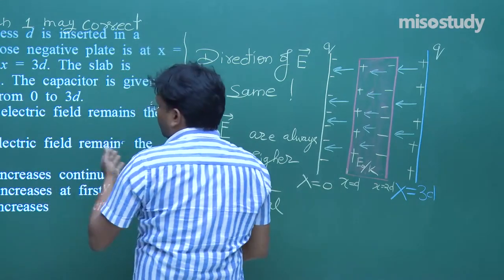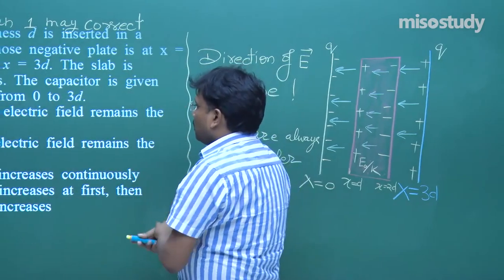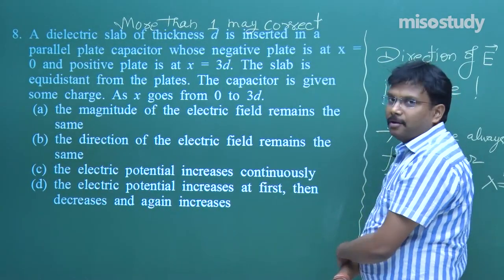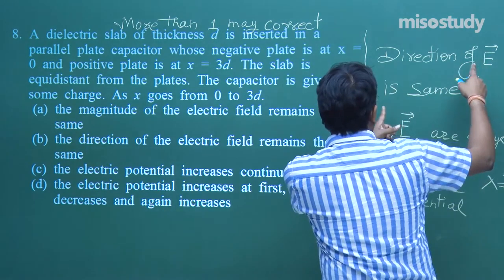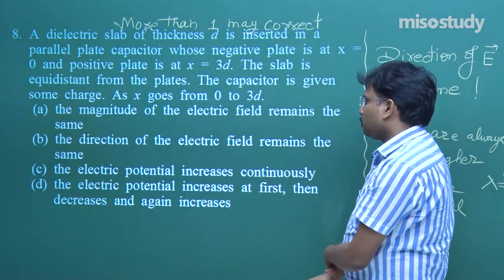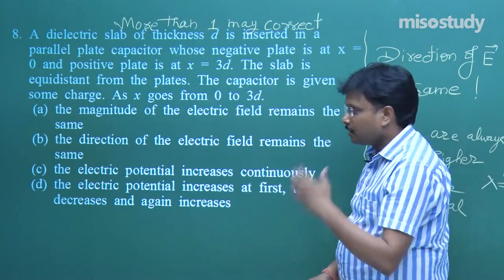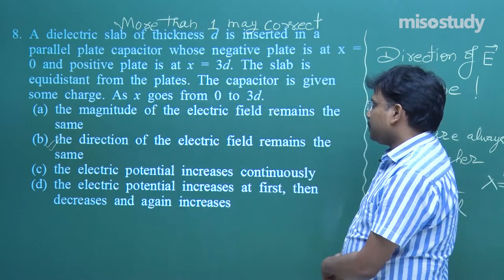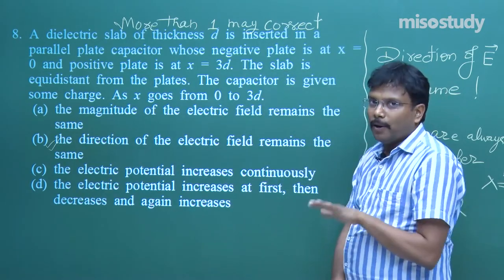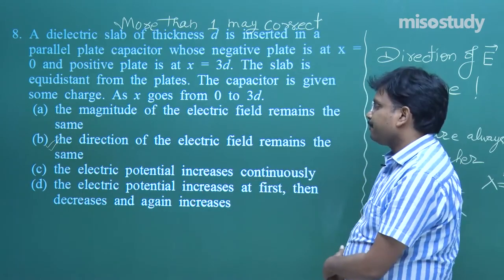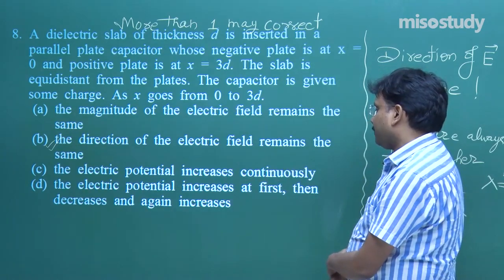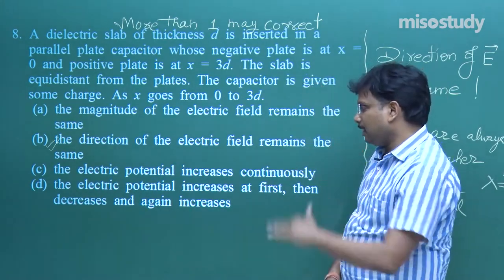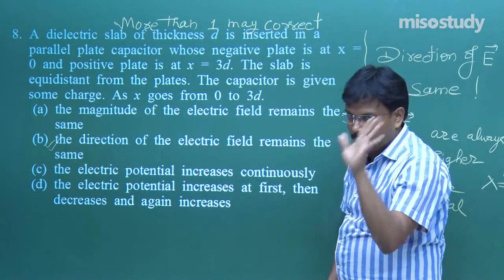Fine. Now let us try to read these options. The magnitude of the electric field lines remains same. No, I have not mentioned that, I talked only about direction. The direction of electric field lines remains same. Yes, correct. Next, the electric potential increases continuously. Wait, then we will analyze. The electric potential increases at first, then decreases and again increases. Now this is something that is not possible. First increment, then decrement and again increment. That is not possible. Fine.